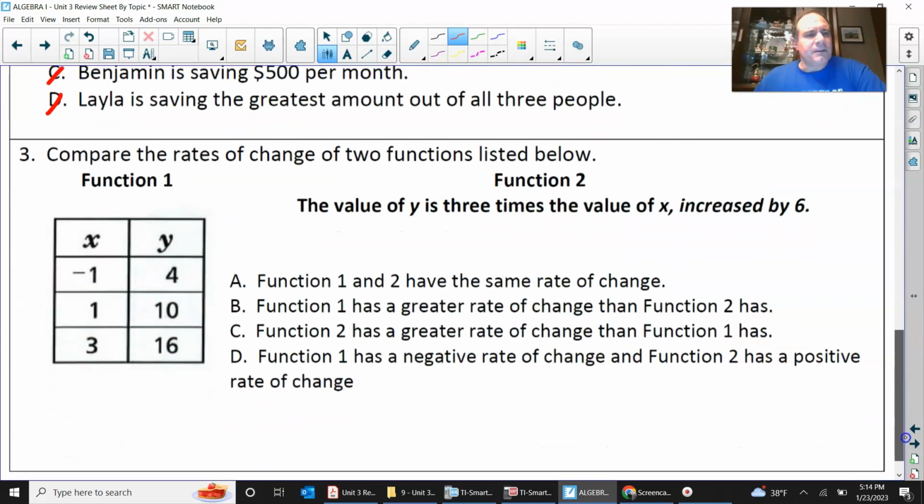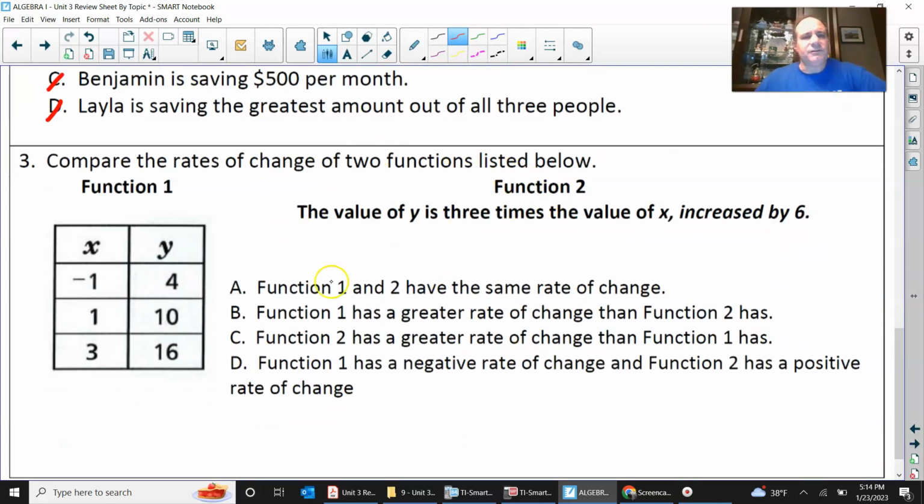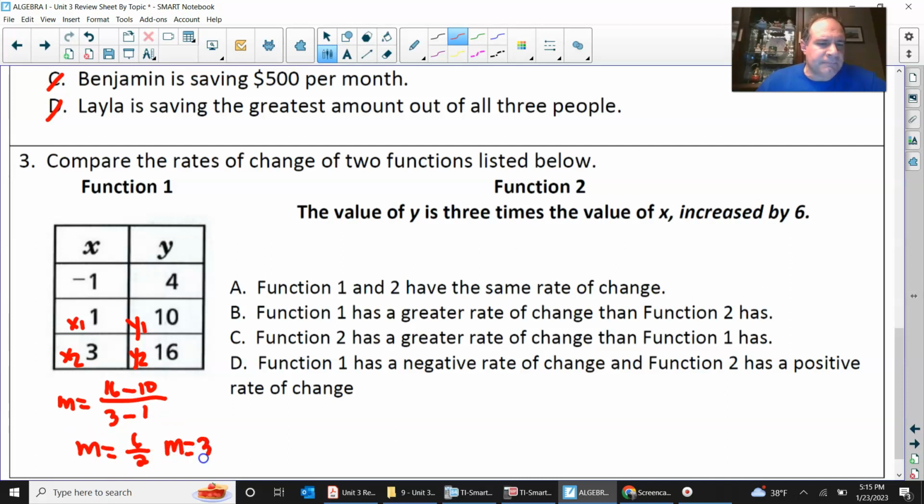All right. Compare the rates of change of the two functions listed below. Just remember, you don't have to pick the first one. I'm skipping that because I don't want to deal with the negative. So it's y2 minus y1 over x2 minus x1. 6 over 2. That m is 3. The value of y is 3 times the value of x increased by 6. So the m is 3. They do have the same rate. So A is your answer.